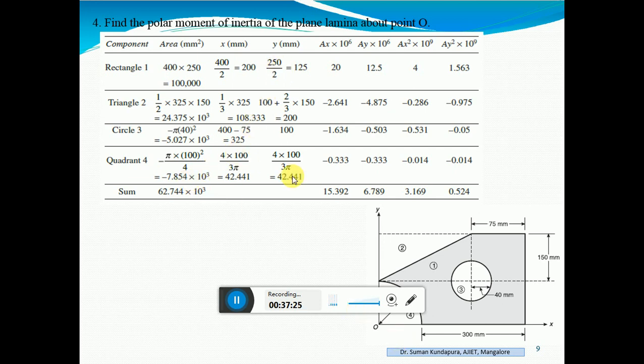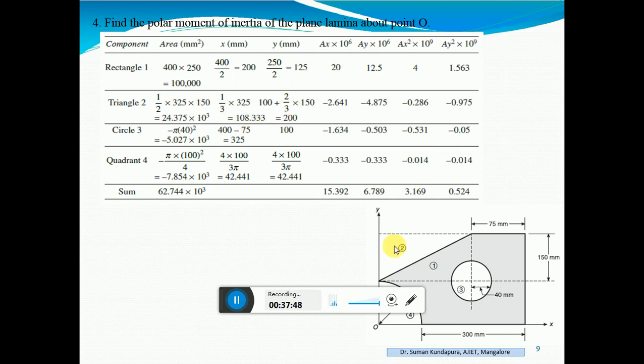Coming to y distances, for the quadrant it is still the same. The point lies somewhere here in the quadrant, so this is also 4r by 3 pi. For this circle, again it is at the midpoint. This is 150, and up to here the radius of the quadrant is 100. So it is 100 for this circle.